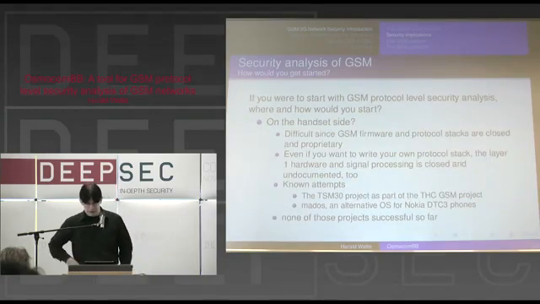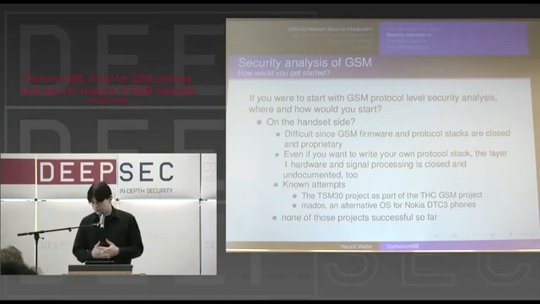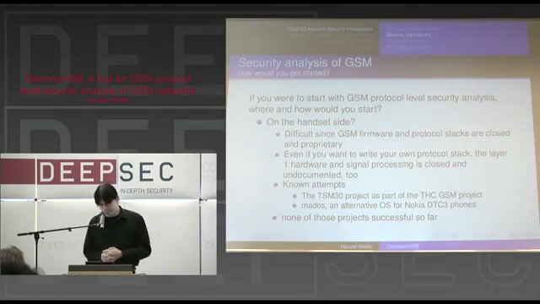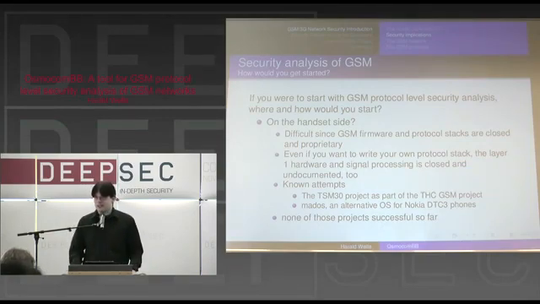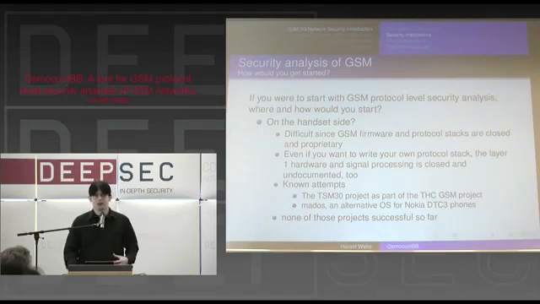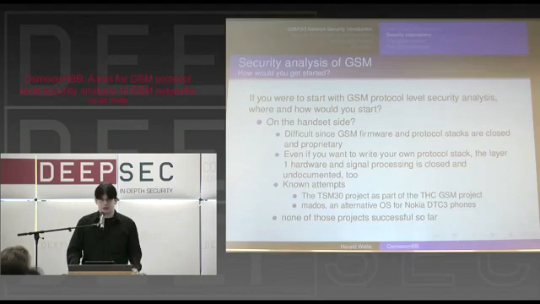Now, on the telephone side, what do you want? You want a telephone that's under your control. You want to receive and transmit arbitrary data on arbitrary frequencies at arbitrary points in time. It's relatively difficult since the firmware of those systems and the protocol stacks are closed and proprietary. Let me add at this point, it doesn't matter whether a telephone runs Android or Windows Mobile or something like that. This is running on a different processor. I'm not talking about the application processor here. It doesn't matter whether the application processor runs open source or closed source. The baseband processor in all the phones that have ever been shipped is completely proprietary.